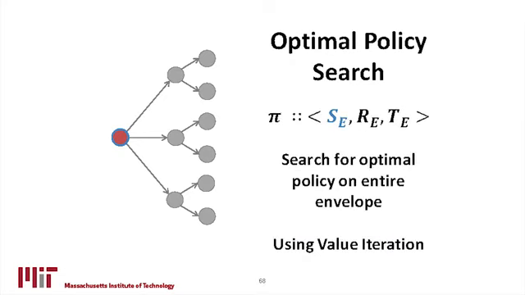And like I said, we're just going to feed this into a policy search, just like we discussed with value iteration, on this sub-problem, and we're going to search for an optimal policy on this envelope. So far, so good?